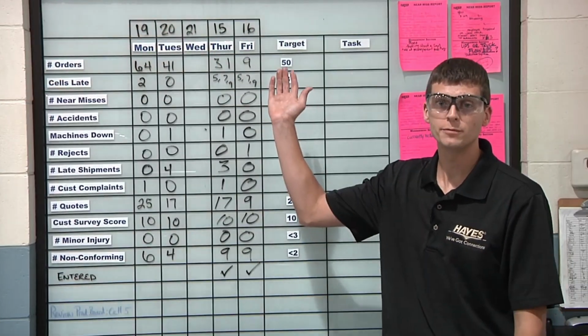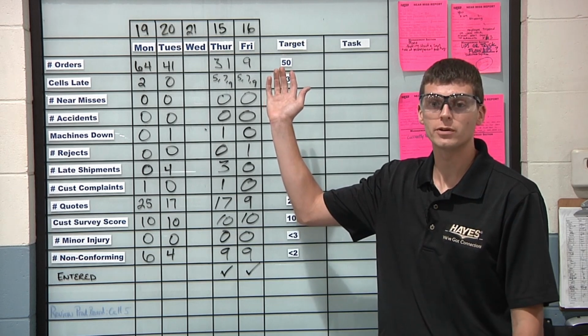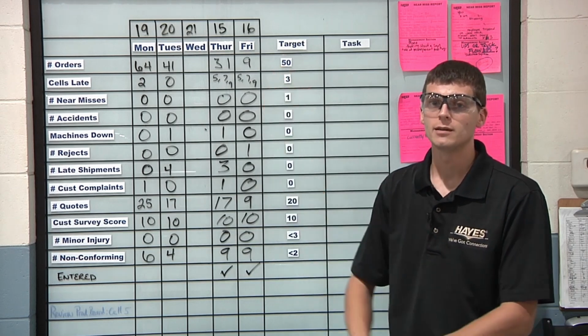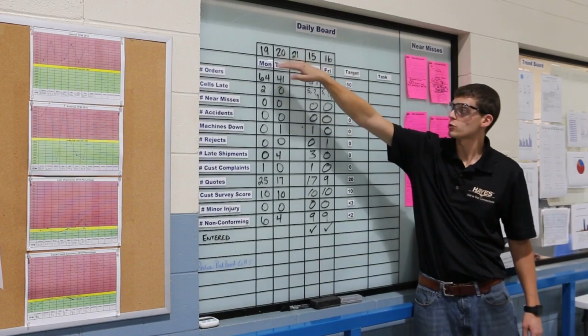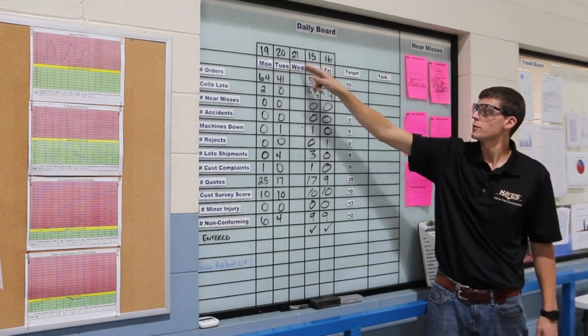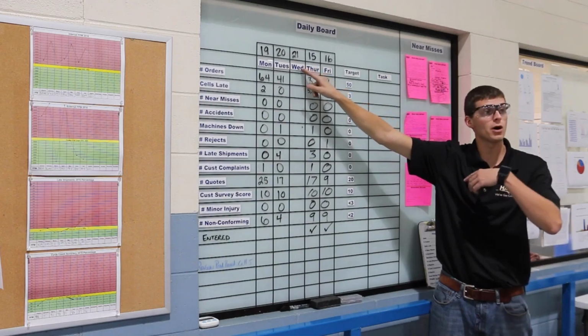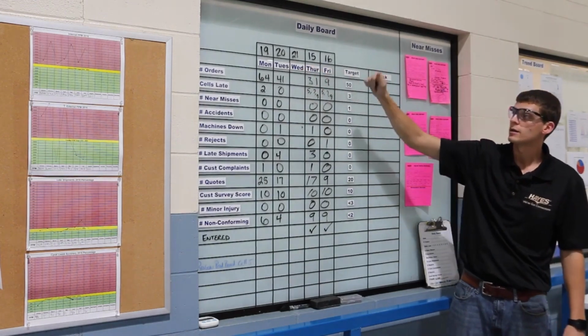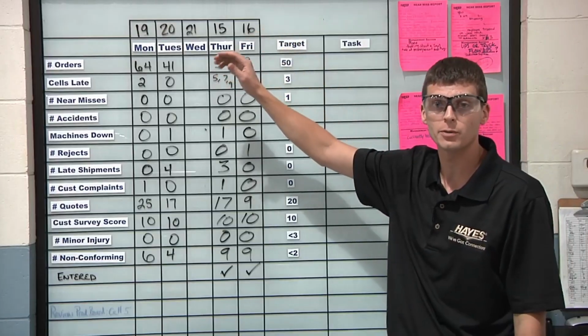This is our daily board. This board we cover all of our key metrics for the day. It's a rolling week, so we've got Monday, Tuesday of this week, and then Wednesday will be covered tomorrow, Thursday, Friday of last week. These help us keep our finger on the pulse of the business.